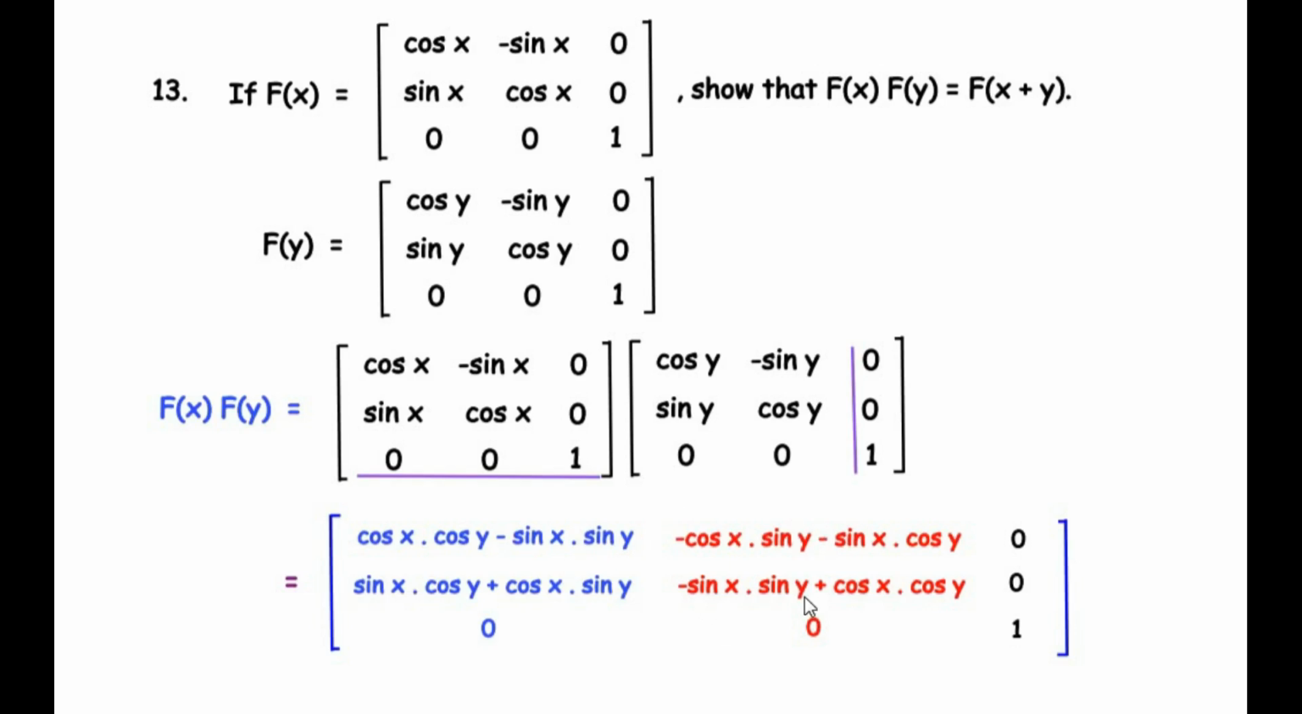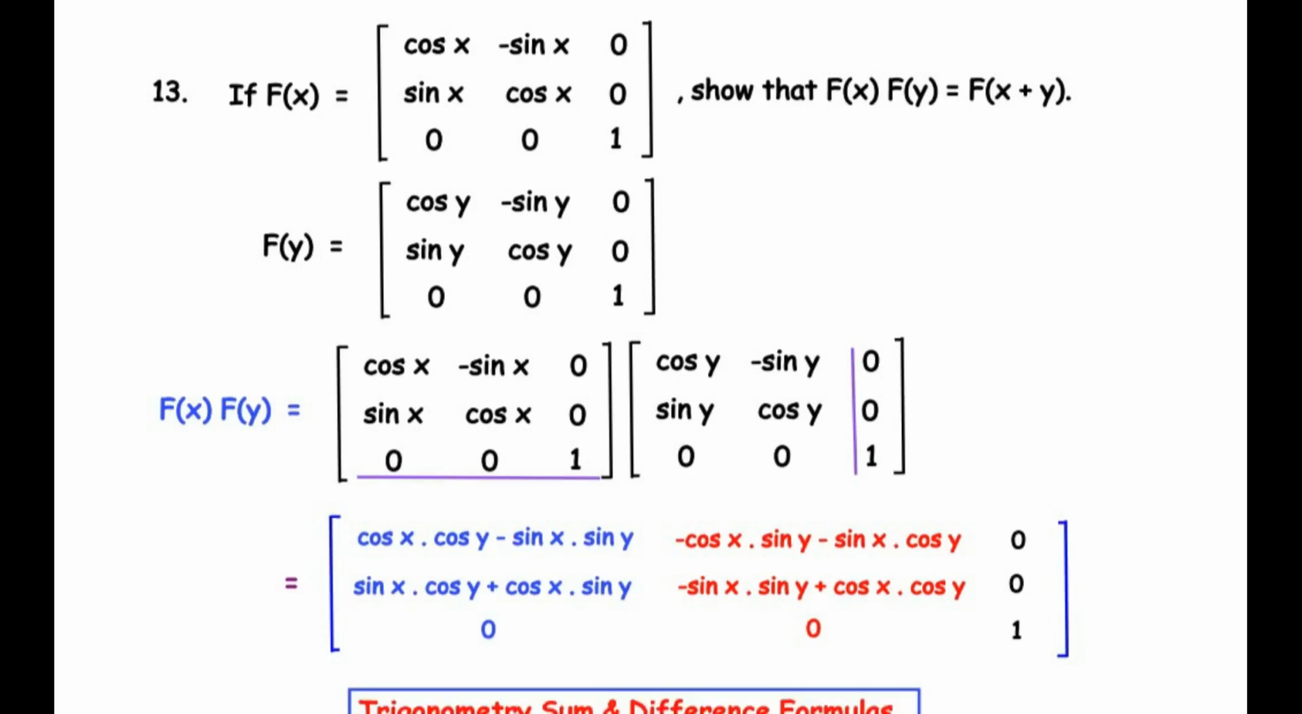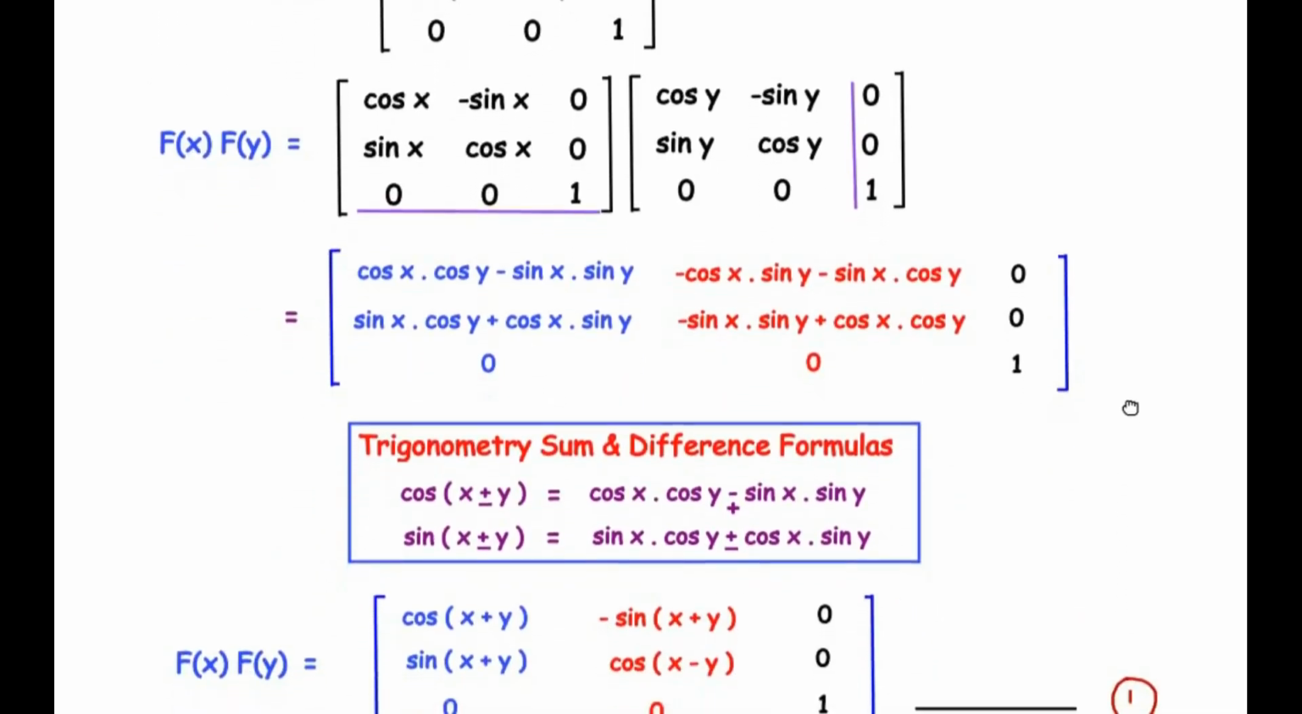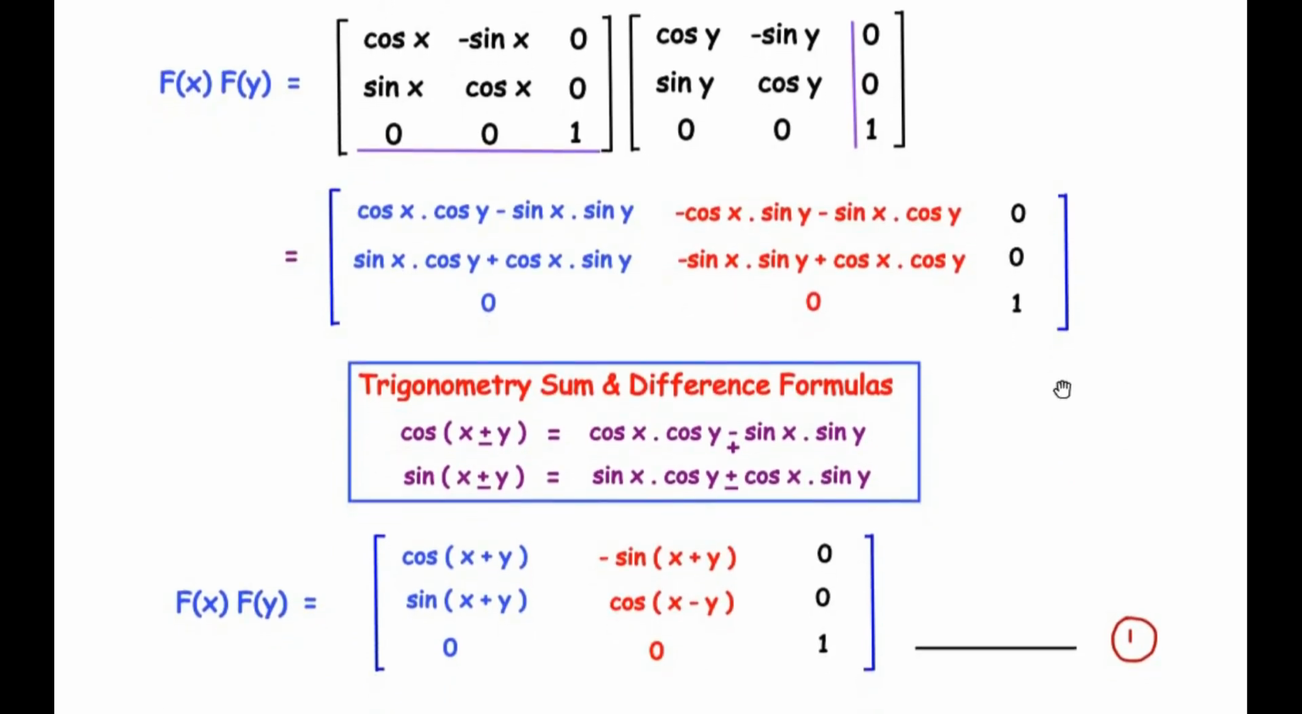Now if we look at this carefully, cos x cos y minus sin x sin y and the rest of the elements represent trigonometric identities, which are trigonometric sum and difference formulae. So here cos of x plus y is represented as cos x cos y minus sin x sin y. That is, when we have cos x cos y minus sin x sin y, we are going to represent it as cos of x plus y. So here the first element is written as cos of x plus y.